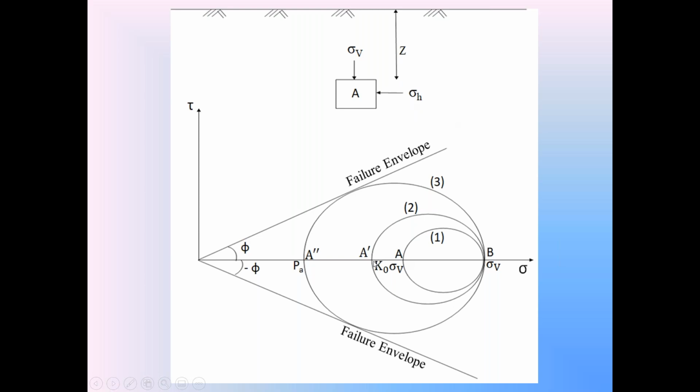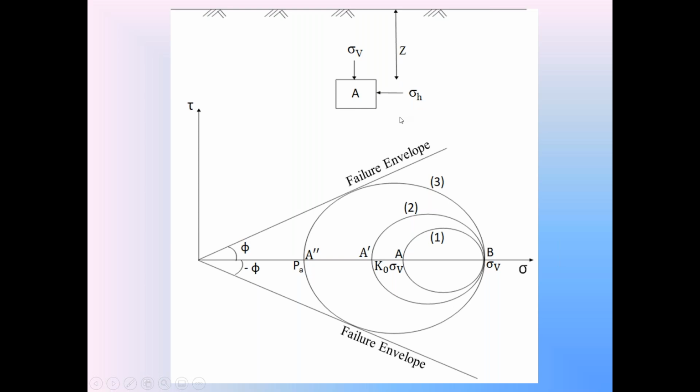Then by taking this point A dash and point B, prepare the second Mohr stress circle. When sigma h slightly decreases in the beginning of the active condition, the point A in the diagram is moving to point A dash, decreasing. Point A is the horizontal stress sigma h. Since sigma h is decreasing, point A moves towards the origin, reaching this A dash.